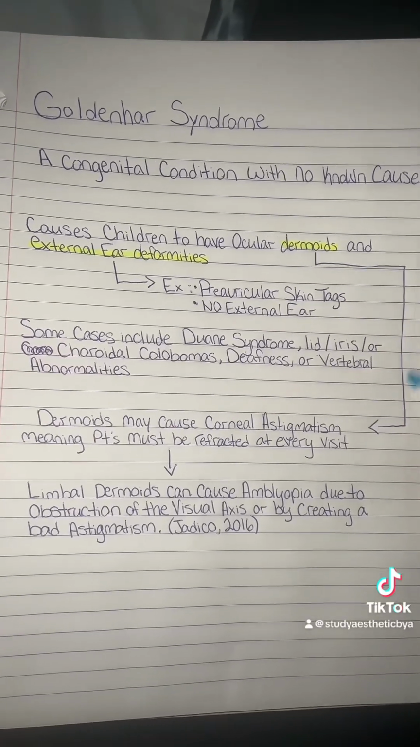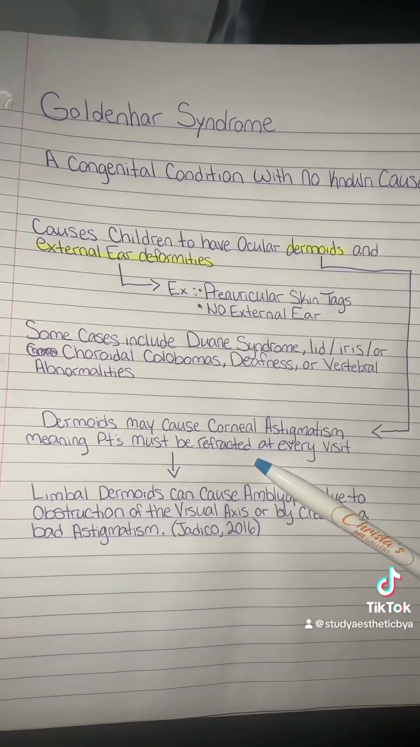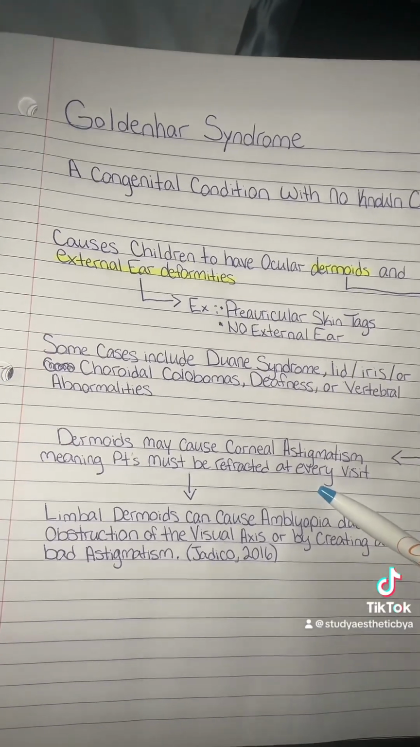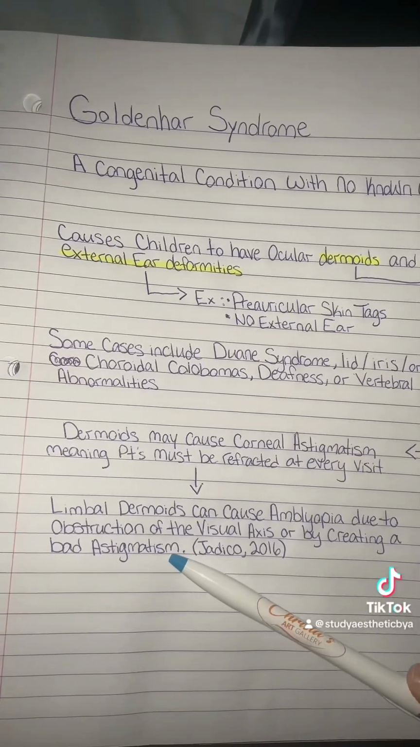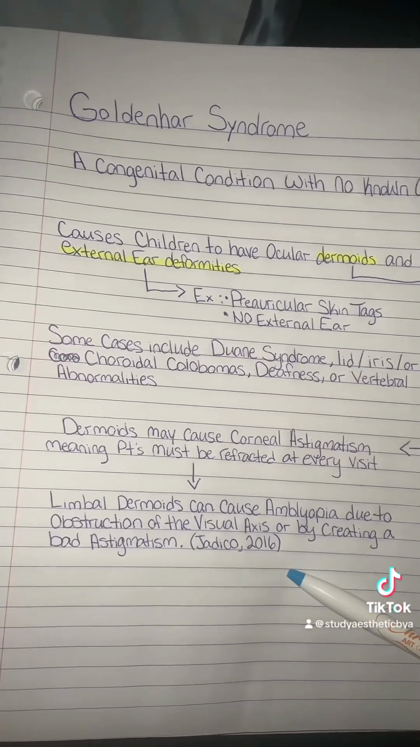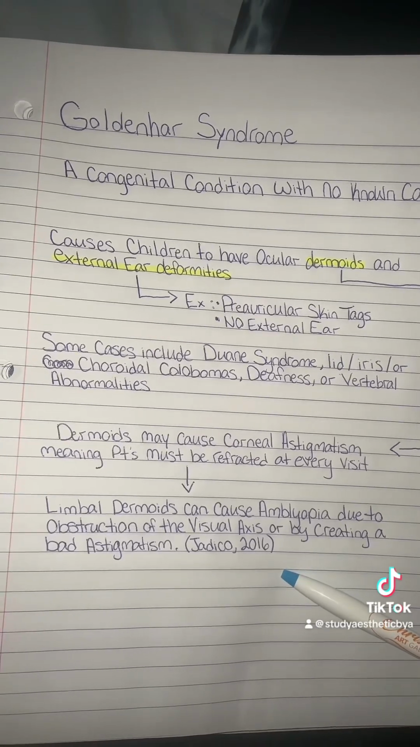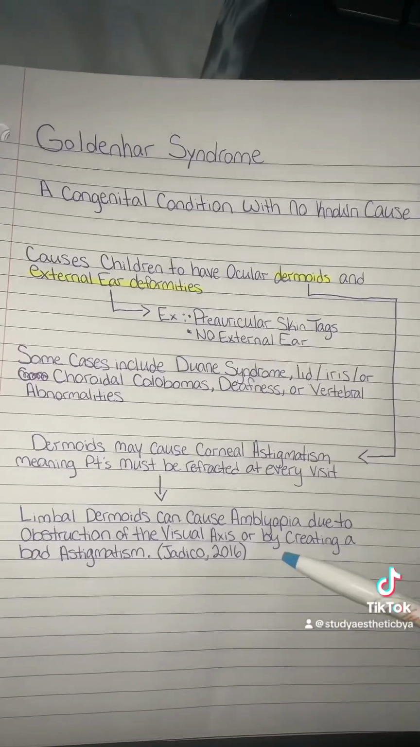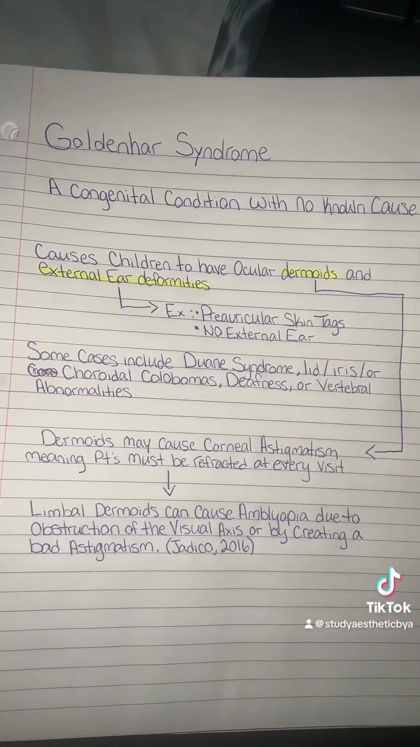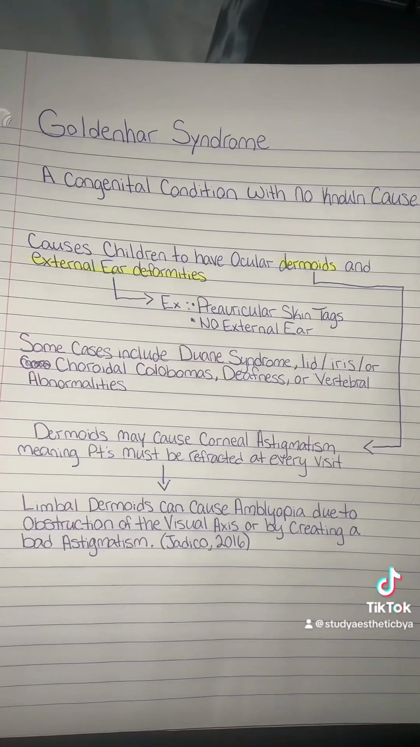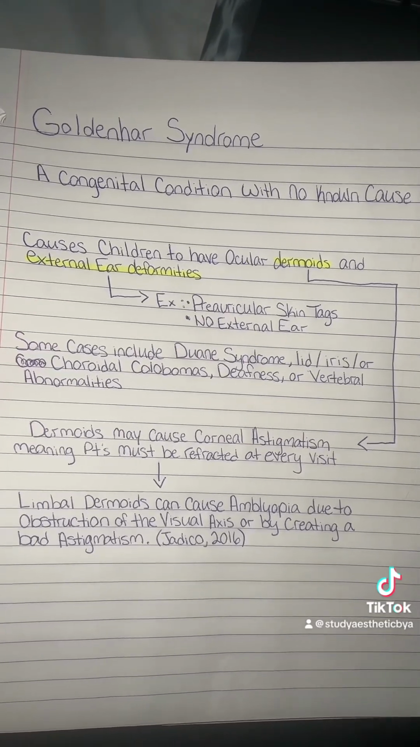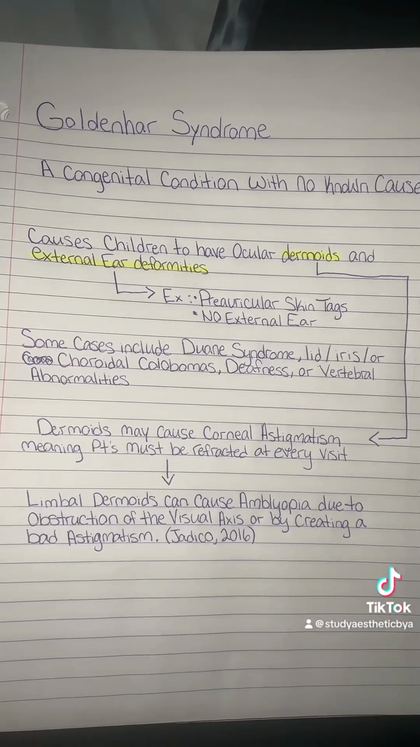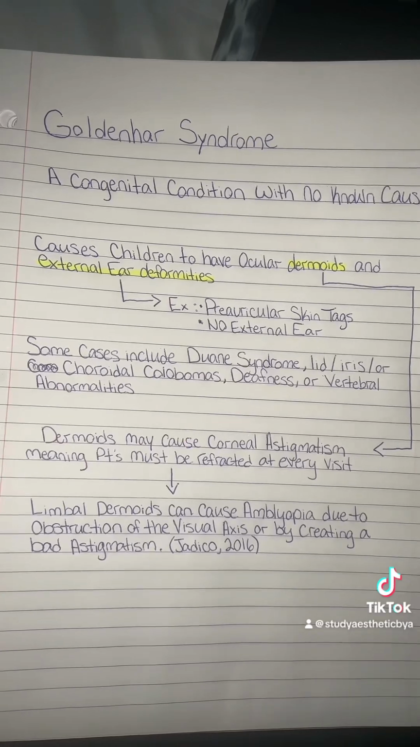Dermoids, as we talked about earlier, can cause corneal astigmatism, meaning patients need to be refracted at every visit to their ophthalmologist. Limbal dermoids in particular can cause amblyopia, and this is because of the obstruction of the visual axis or by creating a bad astigmatism in one eye. Amblyopia is a type of poor vision. It usually happens in one eye, and the eyes can no longer work together because of the poor vision from one eye, and that eye tends to turn off.